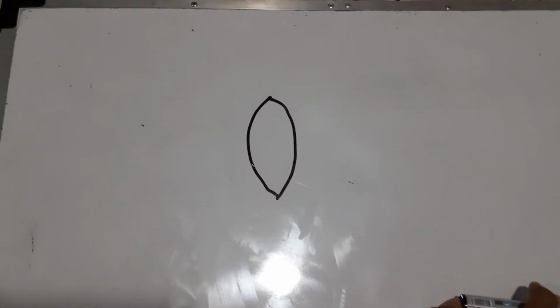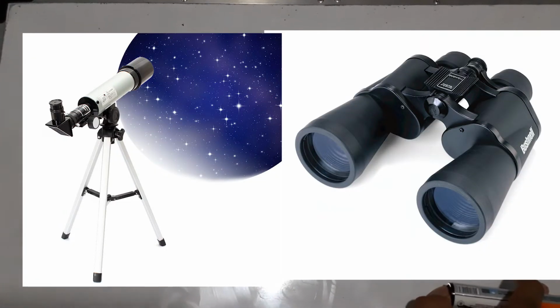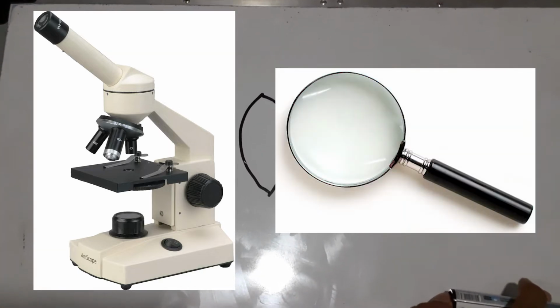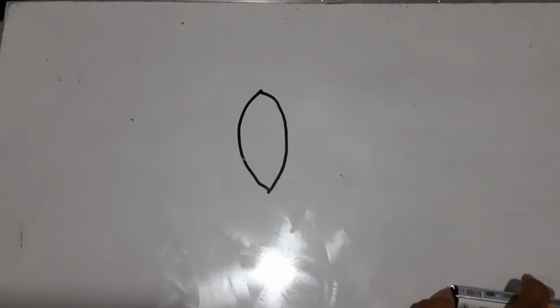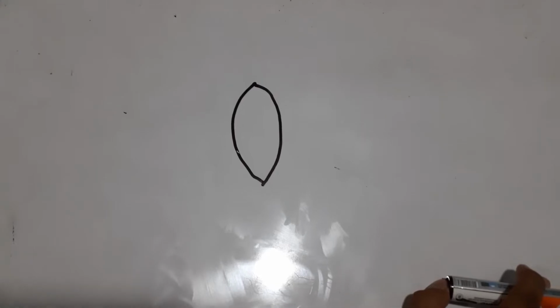path, right? Lenses are used in telescopes, binoculars, microscopes, and magnifying glasses, which we also call simple microscopes. Likewise, in many optical instruments we use lenses. There are various types of lenses.